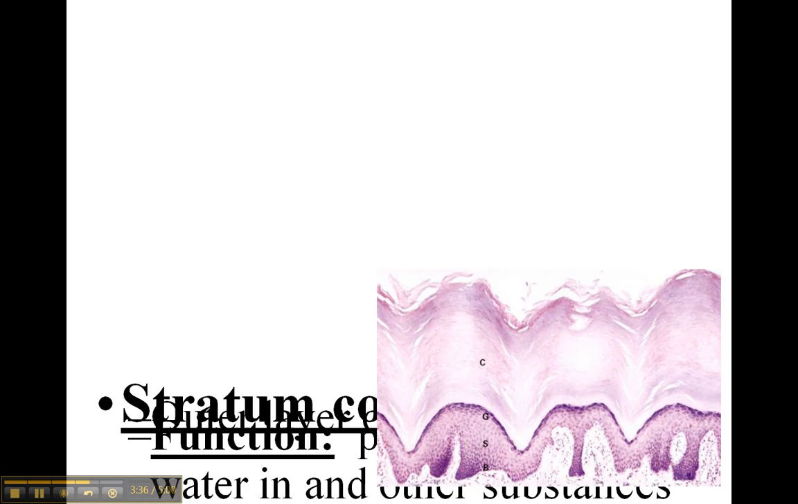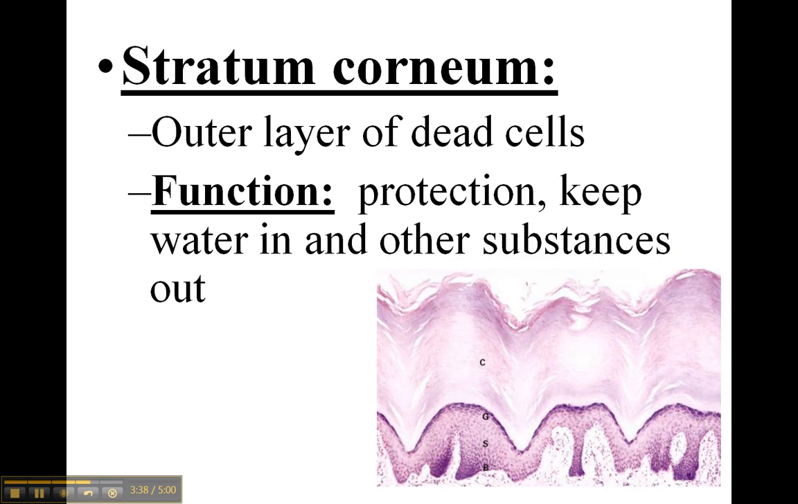Here's another image. I really like that one. You can see the thickness of the stratum corneum here. It is the outer layer of dead cells, and you can see this from up here all the way down here. That is the stratum corneum, and it functions in protection, and it keeps water and other substances out. So if that surface is unbroken, then you are protected.